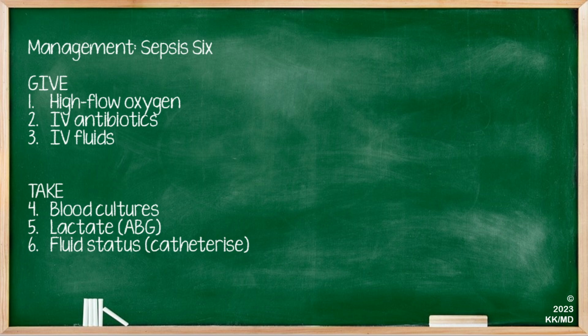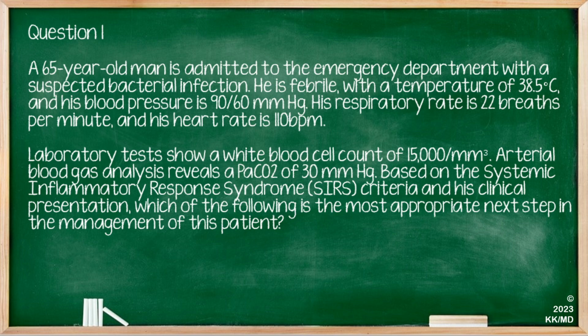The 3 things that you take include blood cultures, measurements of lactate, this is normally done through an ABG or a VBG, and also fluid status and urine output measurement. This is normally done in the case of severe infection through catheterization of the patient. Let's do a question now.